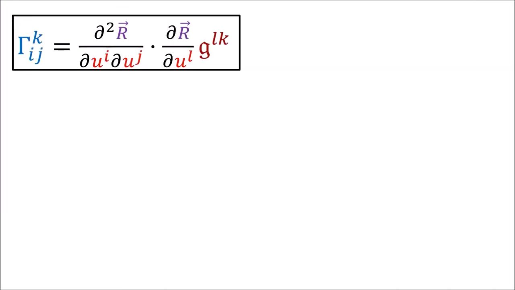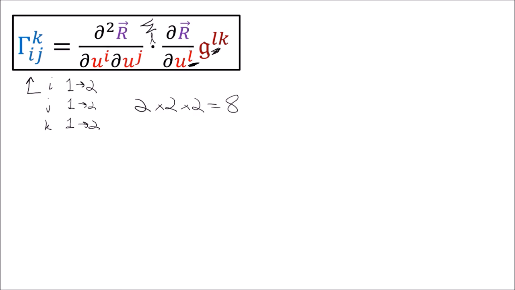All right, so finally we're ready to get the Christoffel symbols. So just to help you understand what's going on here, the Christoffel symbols have indexes I, J, and K, and each of these go from 1 to 2. So that means that there are 2 times 2 times 2 Christoffel symbols that we need, giving a total of 8. And notice that this L index on the right-hand side is summed over, so there's a summation over L going on here.